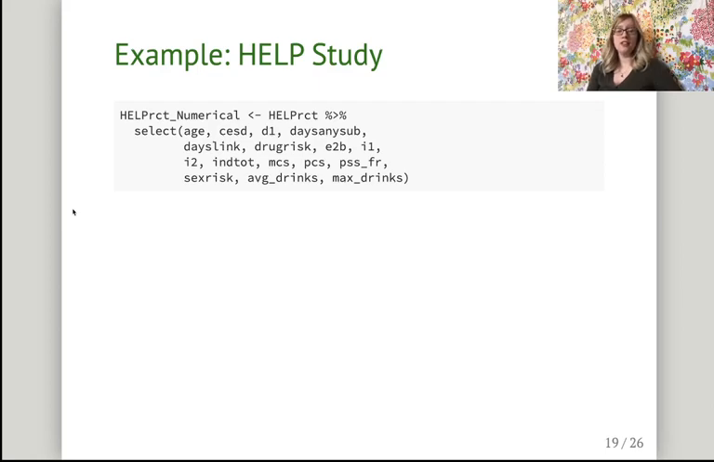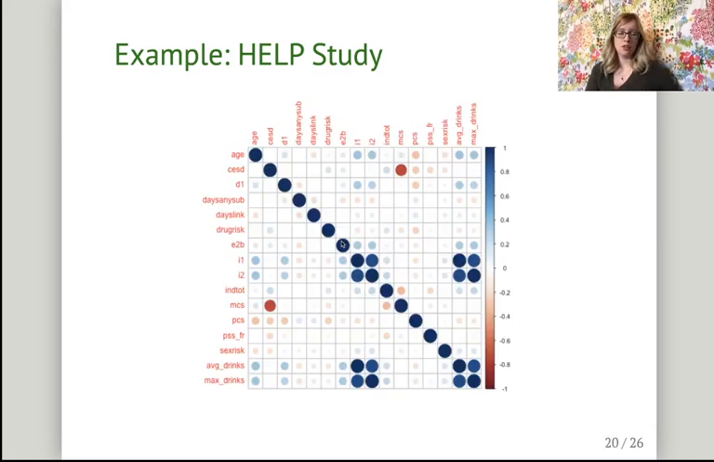So we'll select the numerical variables here. Those are age, depression score, days using substance, days since linkage to primary care, risk for drug use, E2B, this is a measure of consumption, I1, I2, we'll look at those shortly, total, MCS, PCS, PSSFR, sex risk, average drinks, and maximum drinks. So here's the correlation matrix.